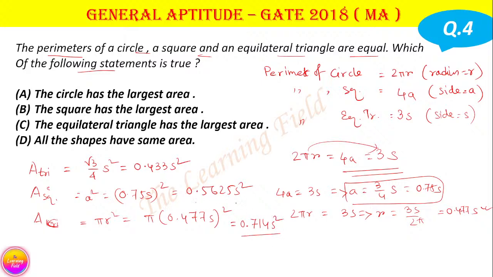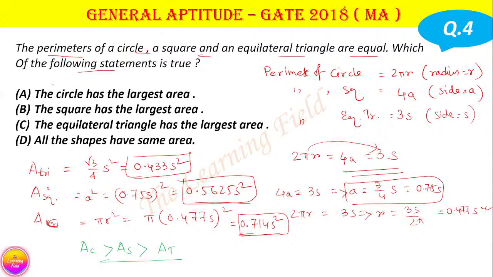Therefore these three are the areas with a single variable. Which is the largest one? This 0.714 is the largest area. So we can write: area of the circle is greater than area of the square, which is greater than area of the triangle. So this is the correct answer. Option A says that the circle has the largest area. Yes, option A is the correct answer.